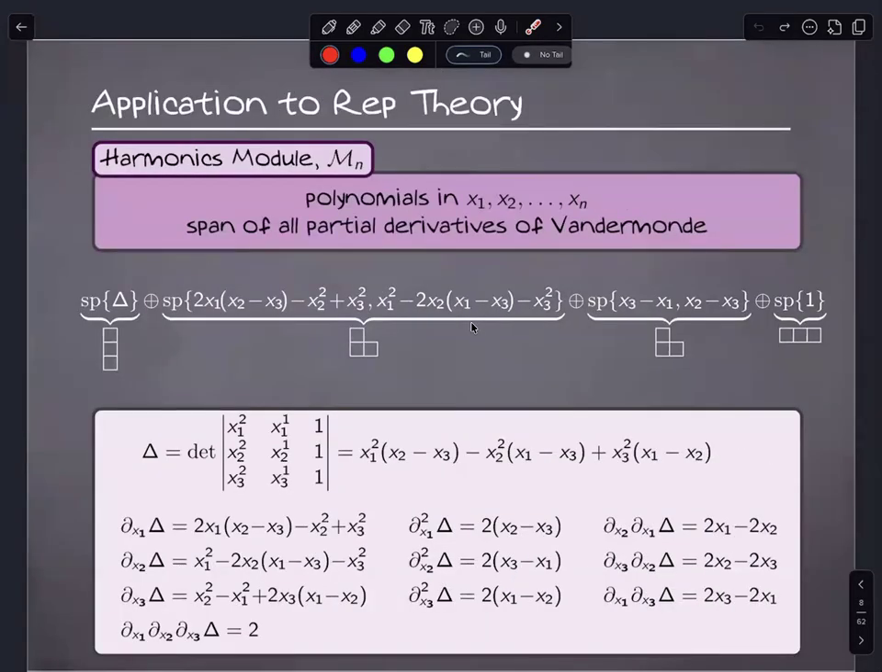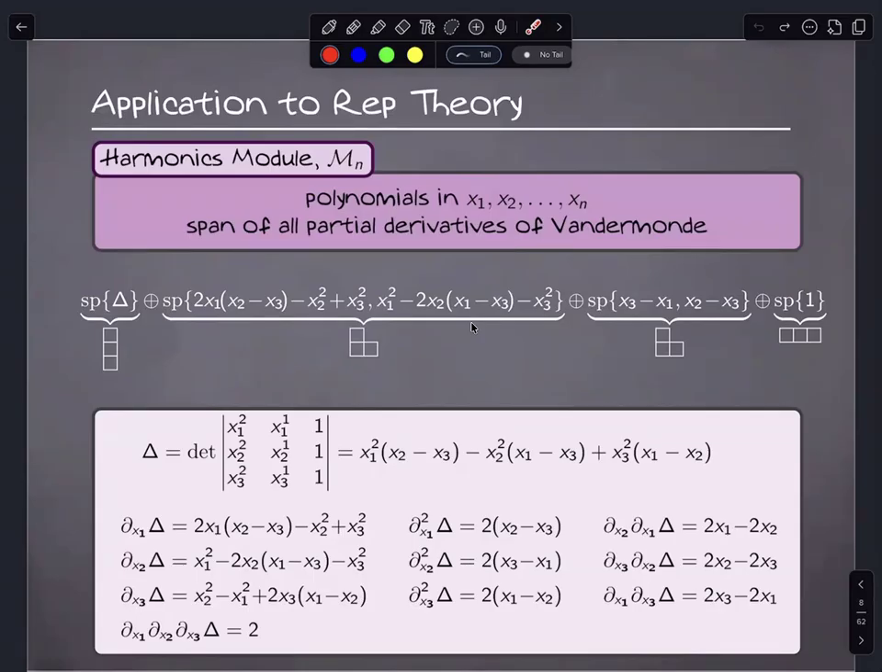The first one is in representation theory, and it has to do with an SN module, which happens to be the module we call the harmonics module. Now we're not working with symmetric functions on this slide, just multivariable polynomials. I want to take the vector space that's made up of the span of all the partial derivatives of the Vandermonde determinant. You can compute them, and then you take the span and you get a vector space. It's actually an SN module: if you take any harmonic and you permute the variables, you get a harmonic.